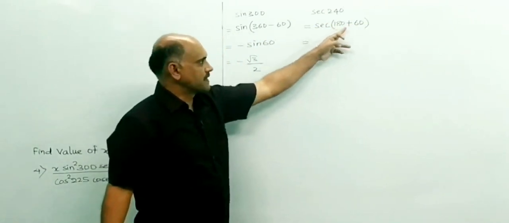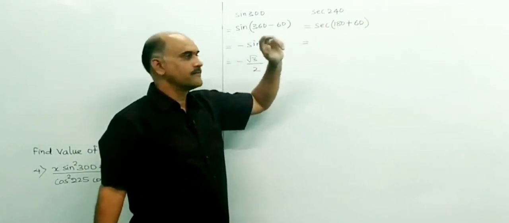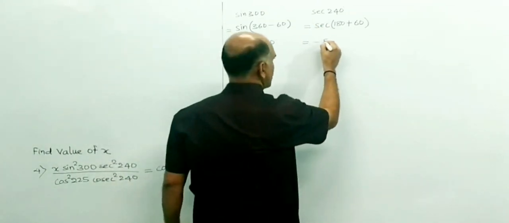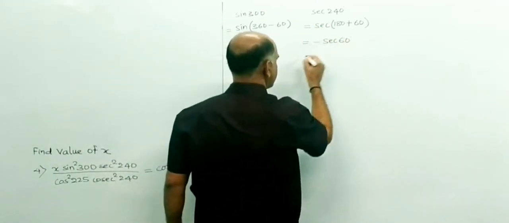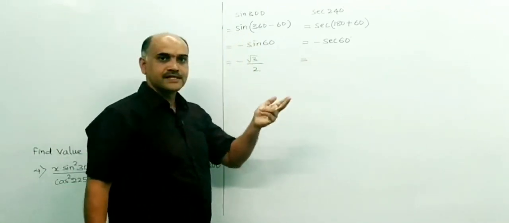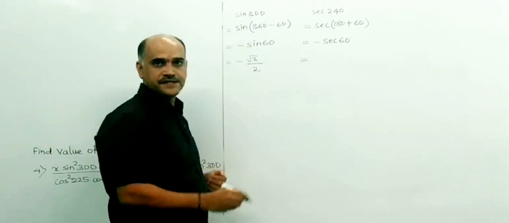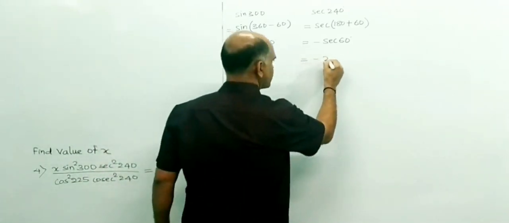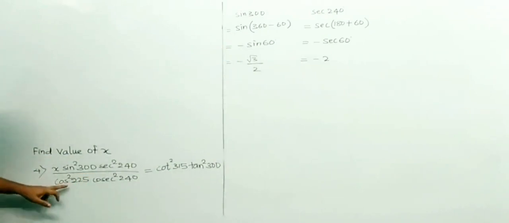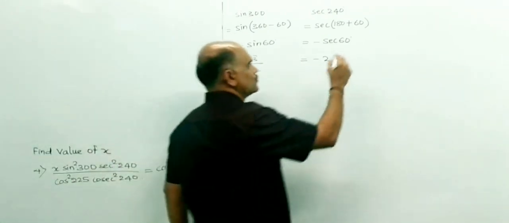So 180 plus means it is in third quadrant. In third quadrant, secant is negative. So you'll have minus secant 60. Cos 60 is 1 by 2, so secant 60 is 2. So this is minus 2.